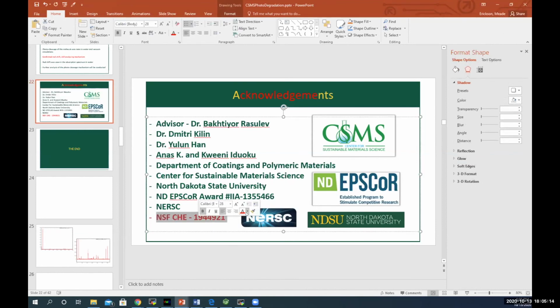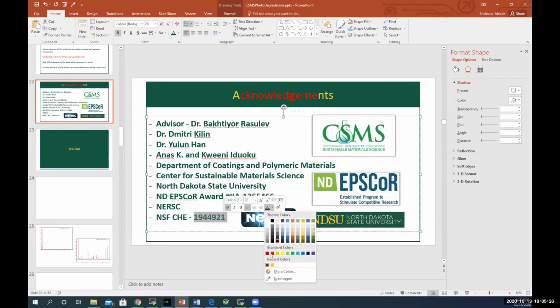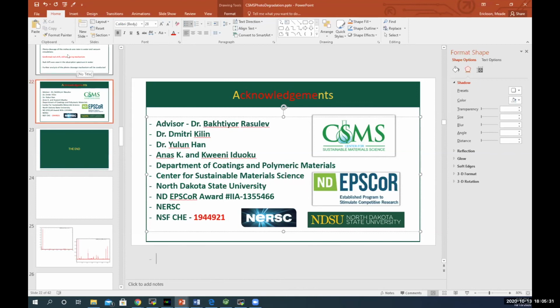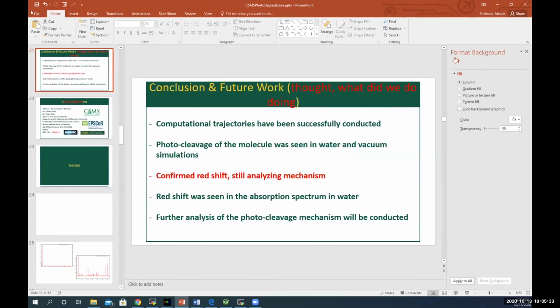And this NSF CHE is a recent grant about the methodology on these photo-induced reactions. Yeah, I'll look into it just to make sure I see it properly. Okay, I will do my best to avoid clutter as much as possible, but also try to give enough information.